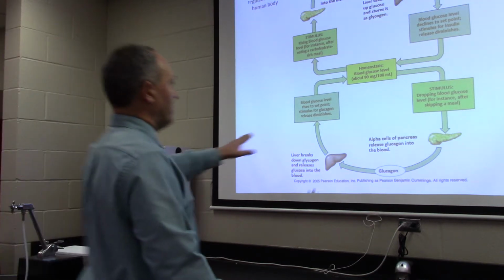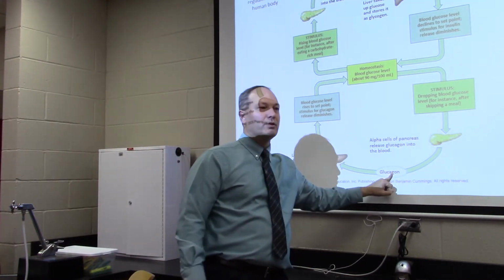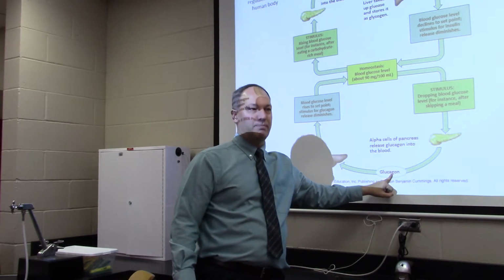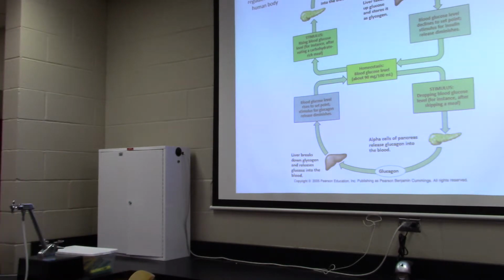Eventually those levels get back where they're supposed to be. What does that tell the pancreas? Stop producing glucagon because I'm where I should be. That's a negative feedback loop, always pushing you toward the set point.